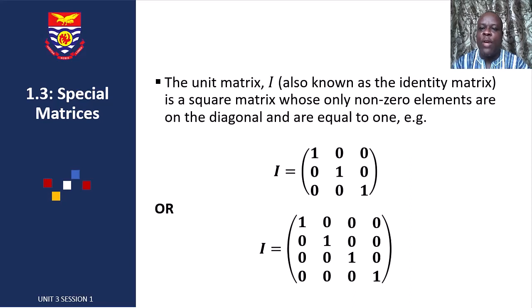You can also have a 4 by 4 unit matrix where the first row will be 1, 0, 0, 0. The second row will be 0, 1, 0, 0. The third one will be 0, 0, 1, 0. And the fourth one will be 0, 0, 0, 1.